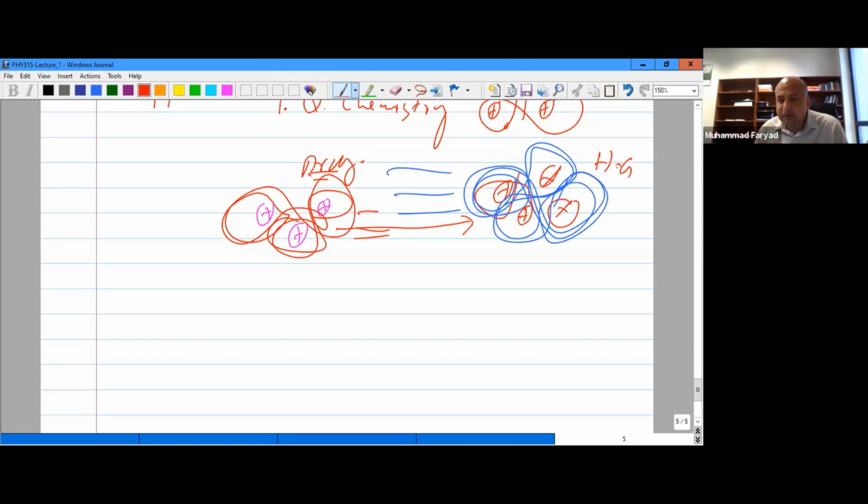Okay, so this is one application, and unfortunately, this is something that we are not going to talk about in this course, because this requires knowledge of quantum physics to be able to do this.